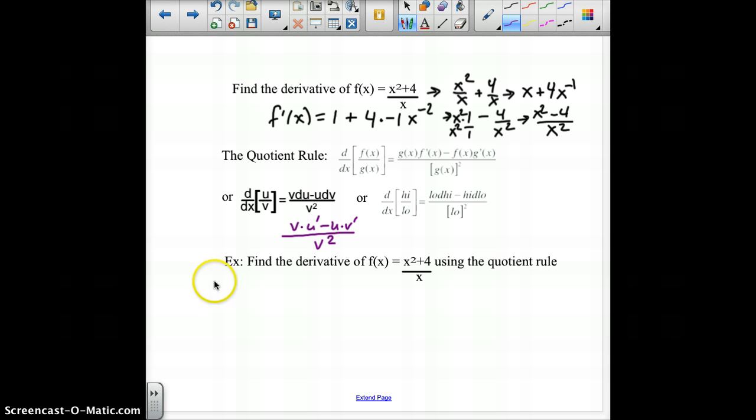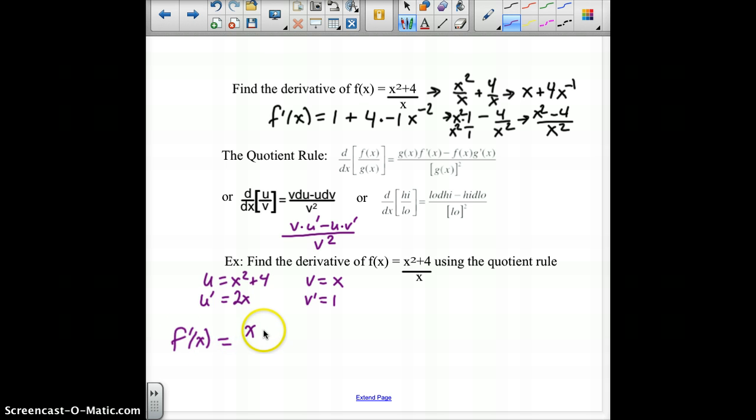So let's use it here. U is always the numerator, so x squared plus 4, and v is the denominator, so we put x there. Then we need u prime, or du, and the derivative of x squared is 2x, and the derivative of 4 is 0. V prime is going to be 1. So I have everything for my derivative. I'm ready to take the derivative now.